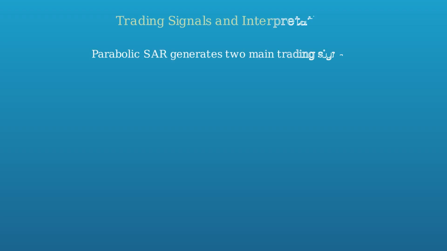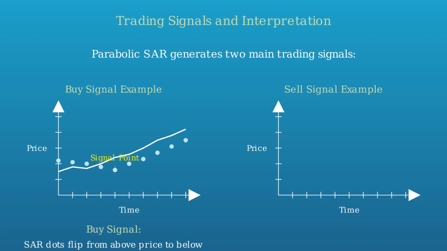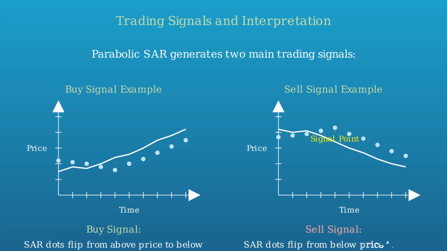Parabolic SAR provides clear trading signals based on the position of the dots relative to price. Let's examine the two main signals: buy signals and sell signals. A buy signal occurs when the SAR dots flip from above the price to below it, indicating a potential uptrend. Conversely, a sell signal is generated when the SAR dots flip from below the price to above it, suggesting a potential downtrend.